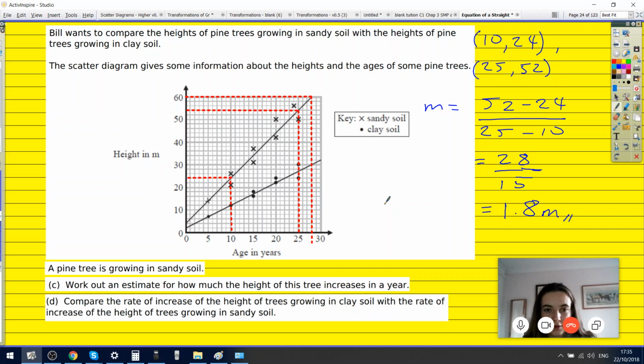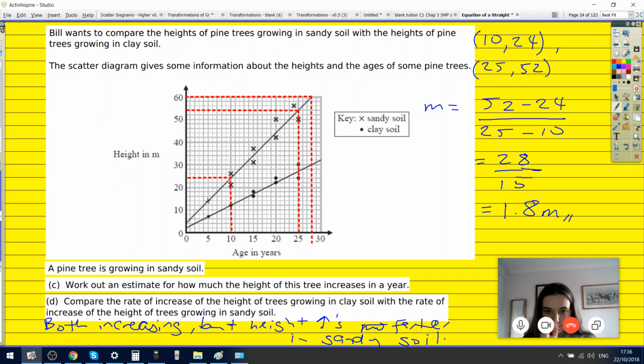So would you have to work out the clay soil one? You could. The other one, is it increasing, decreasing, or staying the same? Staying the same. I mean, increasing. Okay, so I'll write they're both increasing. Which one is increasing more? The sandy soil. Okay, but height increases faster in sandy soil. So the height of trees increases faster in sandy soil.